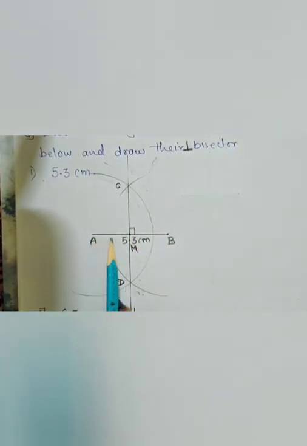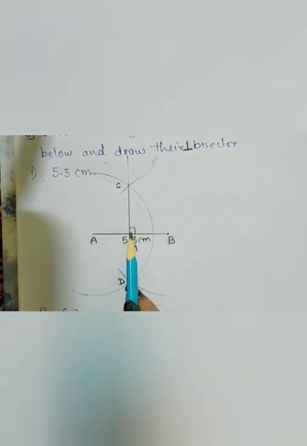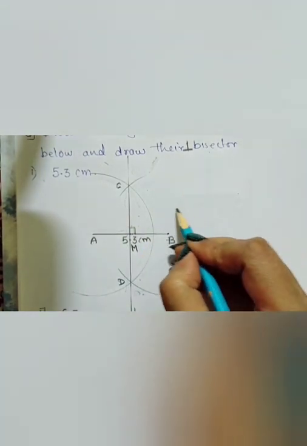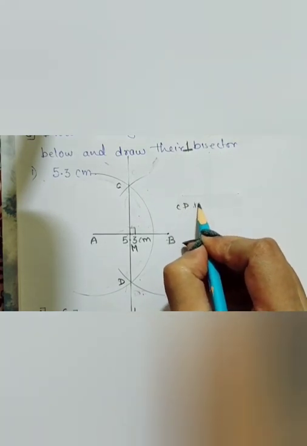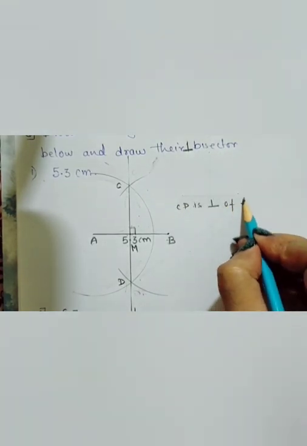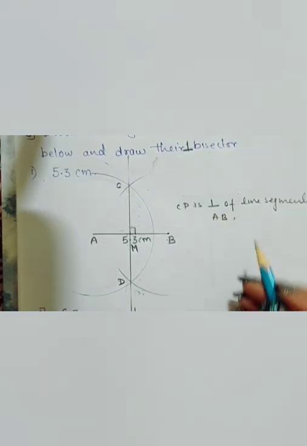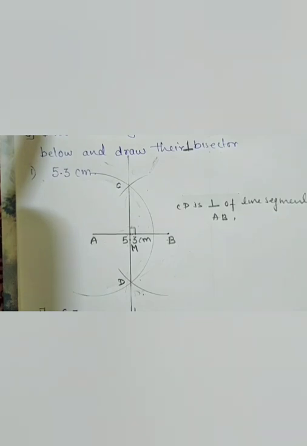Now this AM is equal to MB. We have drawn the perpendicular bisector of line segment AB, and after doing this, we got a 90-degree angle. Okay. We can write CD is the perpendicular bisector of line segment AB. I hope you understood. Now we are going to go for the next sum.